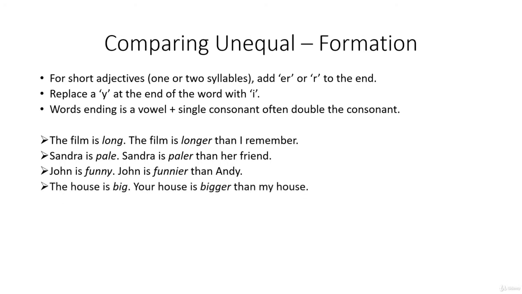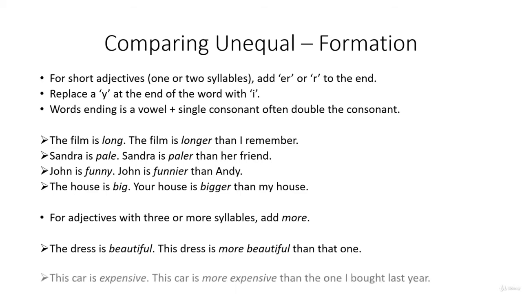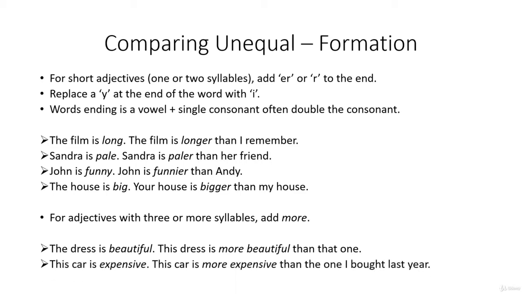The house is big. Your house is bigger than my house. This is an example where we have a vowel with a single consonant and we make 2 G's to make bigger. Fat goes to fatter and so on. And for adjectives with 3 or more syllables, we add more before the adjective. The dress is beautiful. This dress is more beautiful than that one. This car is expensive. This car is more expensive than the one I bought last year.